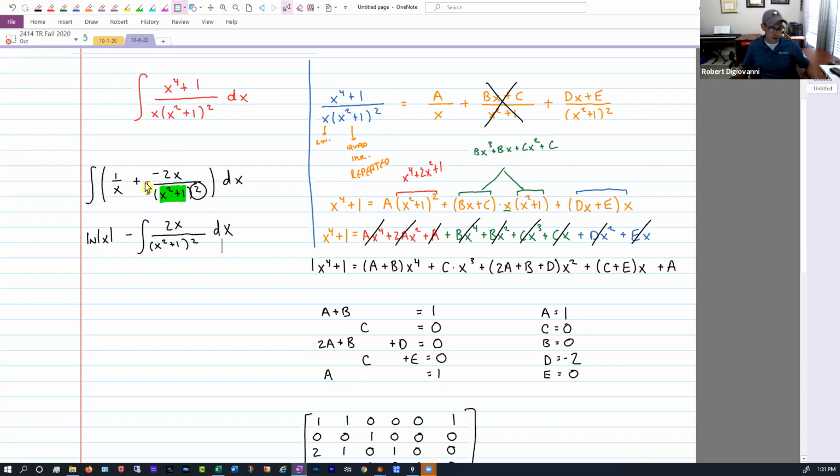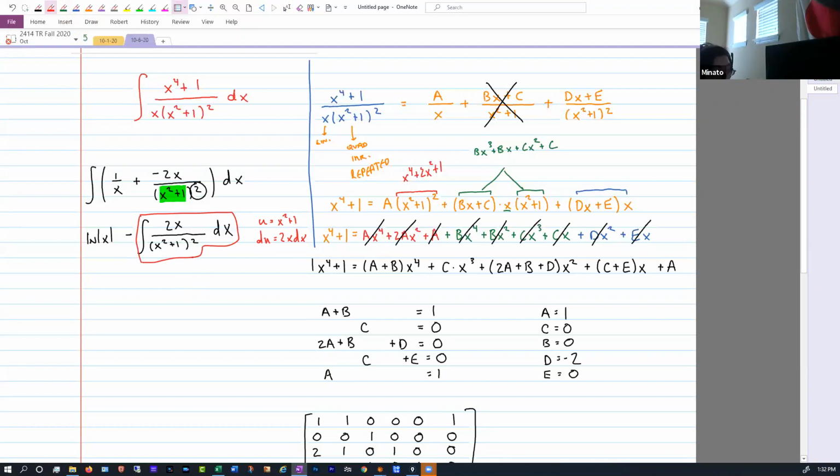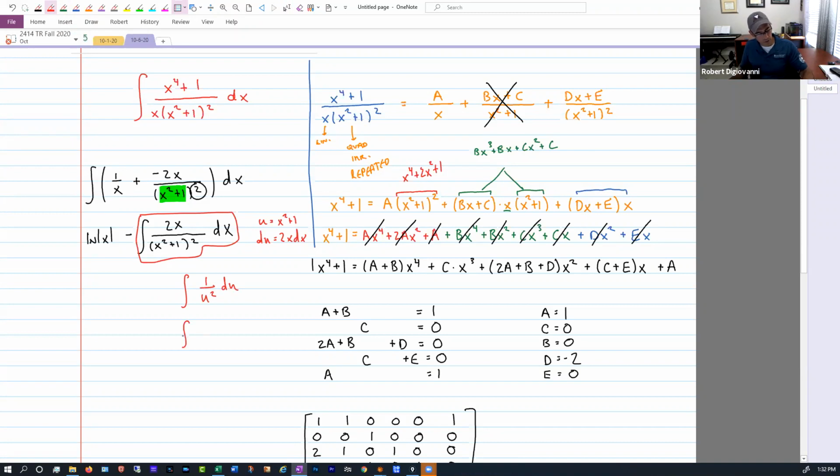Do y'all agree that that negative on the 2 can just come out in front of the integral? Okay, so now this is just a basic U sub. U is x squared plus 1. Du is 2x dx. And so this integral becomes 1 over u squared. Just the integral of 1 over u squared du, which is the integral of u to the negative 2 du, which is negative u to the negative 1.